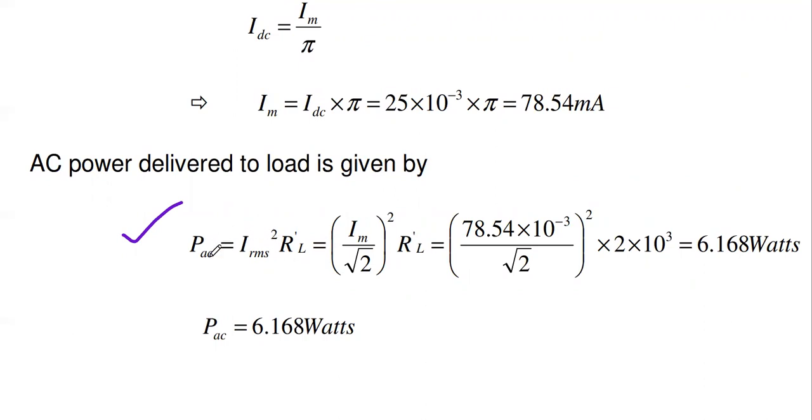In order to find this AC power, we need IRMS. IRMS is the root mean square current value in the collector terminal. IRMS can be written as IM by root 2, where IM is the maximum value of the collector current. So first we have to find this maximum current flowing in the load.